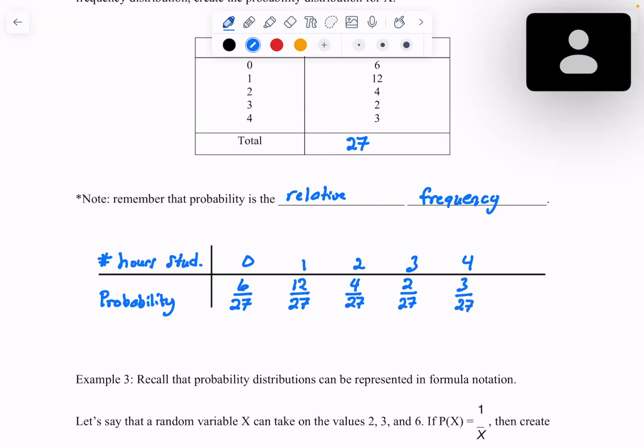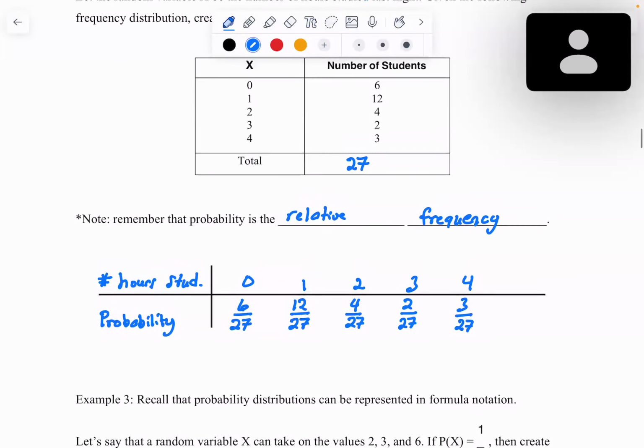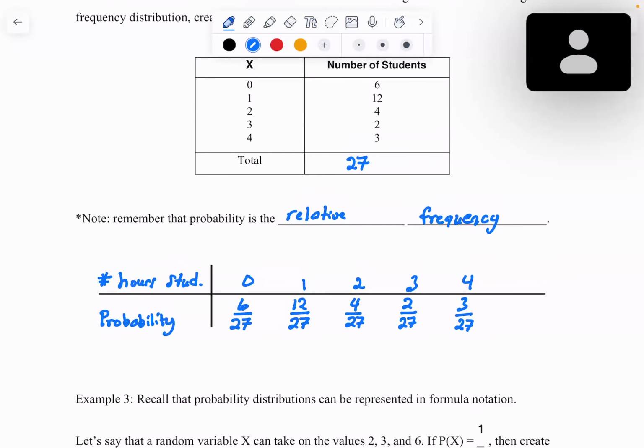So all of these, we just use the relative frequency to find the probabilities. And that was quite easy. That's kind of how we did it when we were looking at contingency tables. We would look at how many people fit in a certain category, divide by the total number of people, and it would be a relative frequency. The same thing works here.